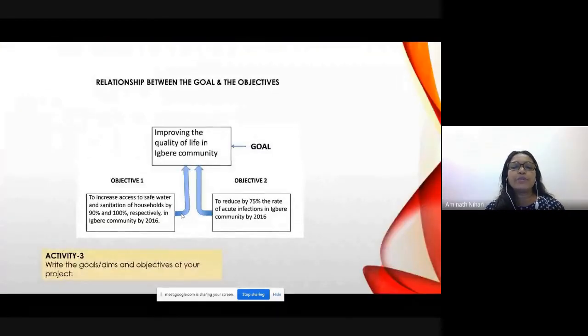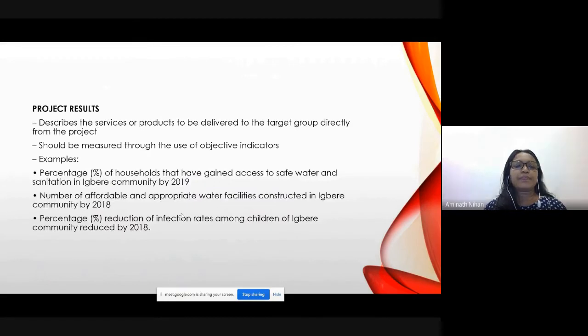And remember, you don't need to have many objectives, but it has to be related to the goal, and you can just write two objectives. So work on it, take about 15 minutes and write down the objectives. So you can pause and take some time for this. I will continue with the next slide.